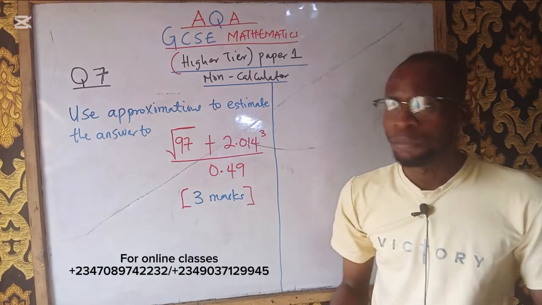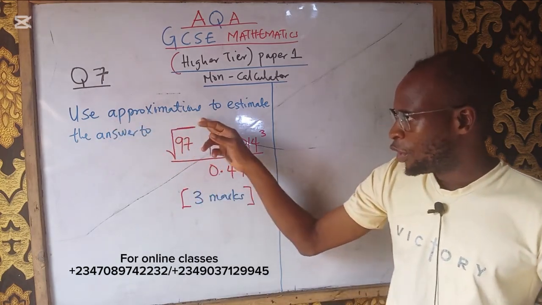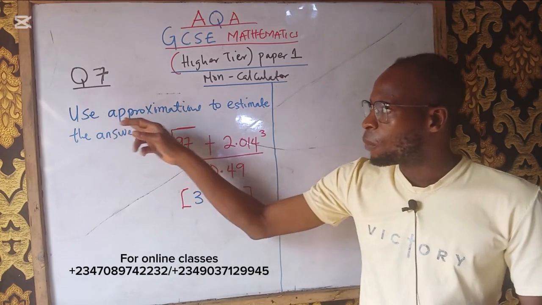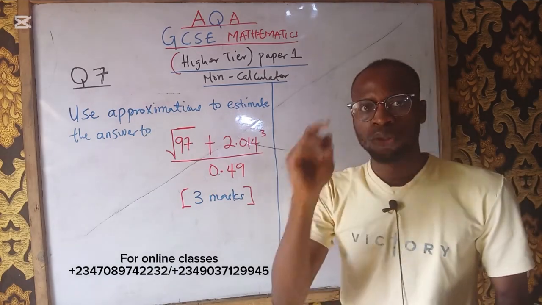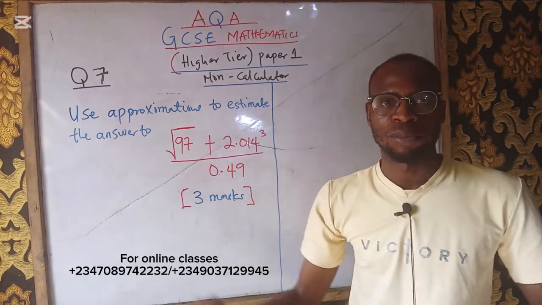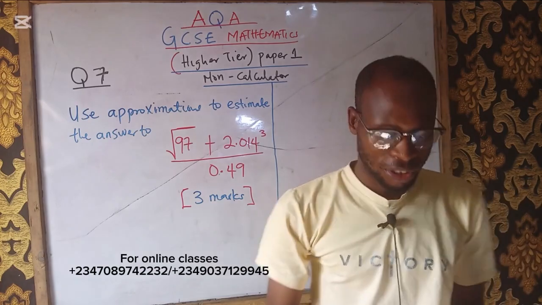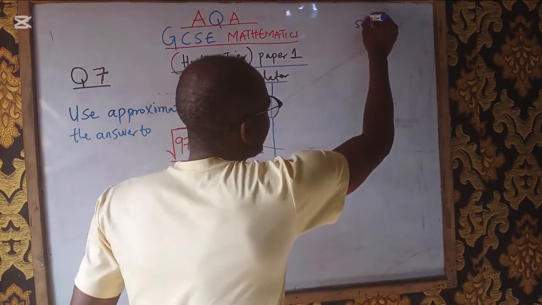It is actually very simple. Use approximations. They've given you a clue here. Use approximations to estimate the answer to this value. Now, one thing you have to know is that we have a series of approximations. Now, solution to the problem.